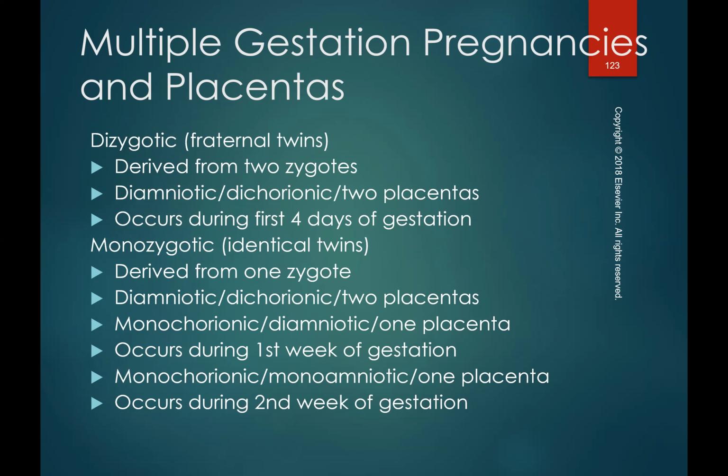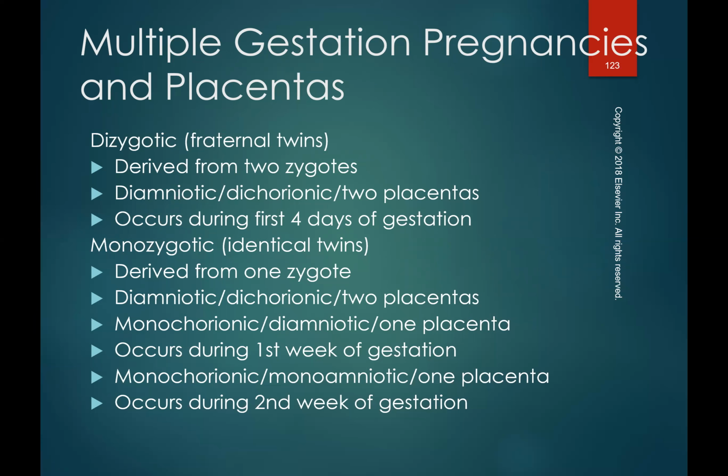So monozygotic twins, those are the identical twins. So they're derived from one zygote. So they have basically almost the exact genetic makeup because they just split from one zygote. If they split super early, they could potentially have two different placentas. But most of the time, what happens is they have one placenta and they share it. This can cause issues later on in the pregnancy.